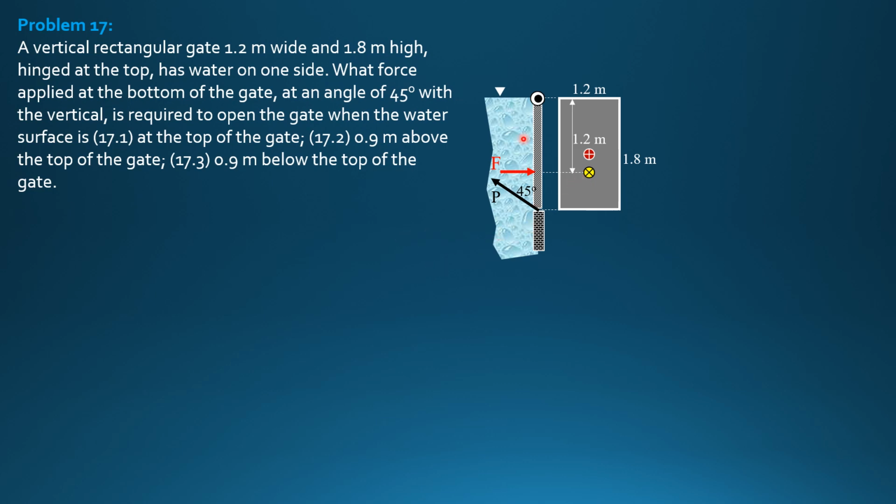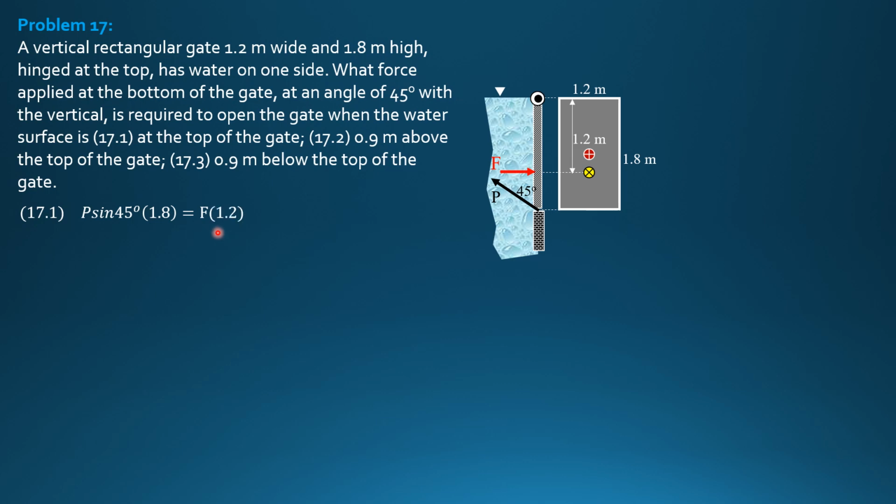So summation moment about the hinge equals 0. The only component of P that has moment about the hinge is the horizontal component, and that is P sine 45 times 1.8 equals F times 1.2. That's for the first situation.